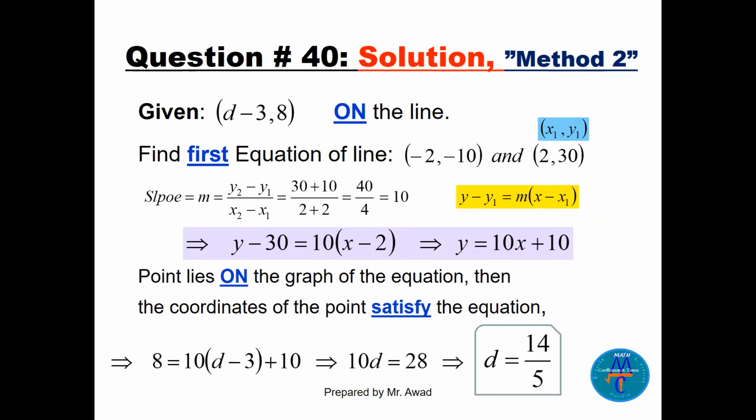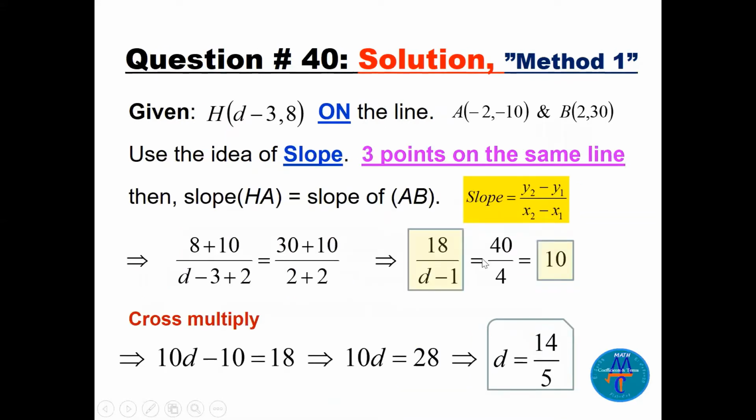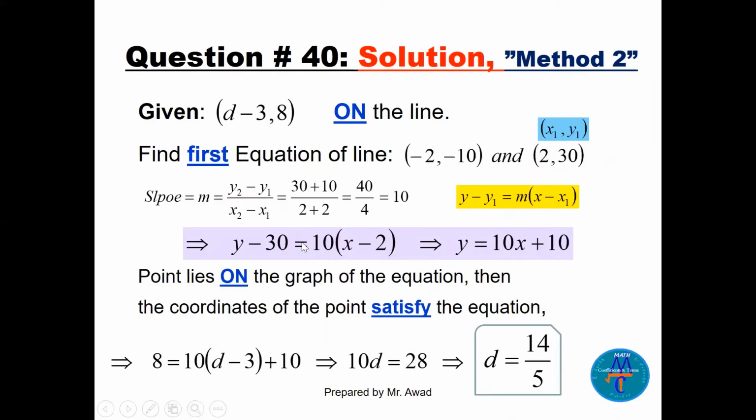Method number 2: since this point here, (d minus 3, 8), is on the line, I can find the equation of the line passing through A and B. So I find the slope of only A and B. It will be 10, as we found here. Slope is 10. Then I can find the equation of the line passing through AB.